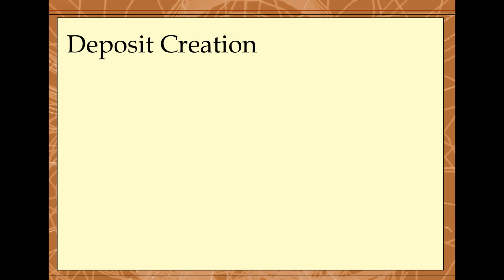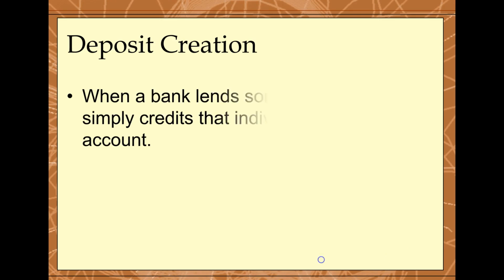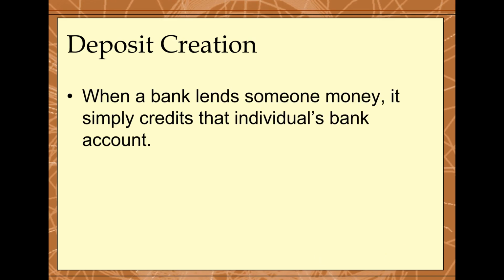Now let's go over how banks actually create money. So when a bank lends somebody money, it simply credits that individual's bank account. Now this is very important. You got to follow this point. When a bank loans someone money, in many instances, the money that they loan somebody is simply redeposited back into the bank. For example, I took out an auto loan many moons ago, and I went to my credit union, and my credit union gave me a line of credit or a loan of $20,000.